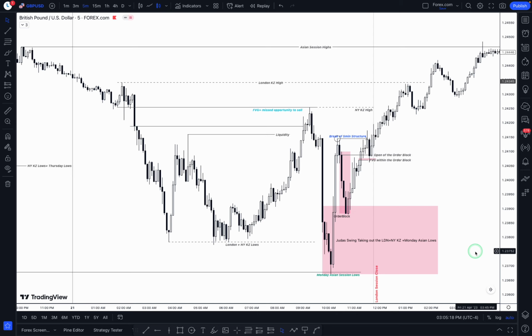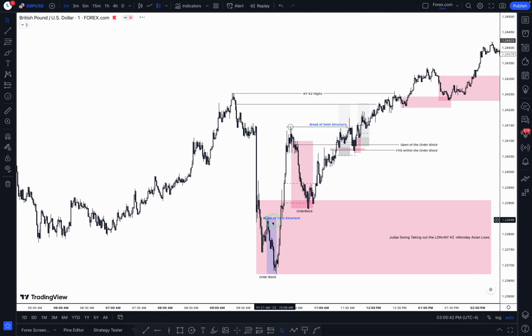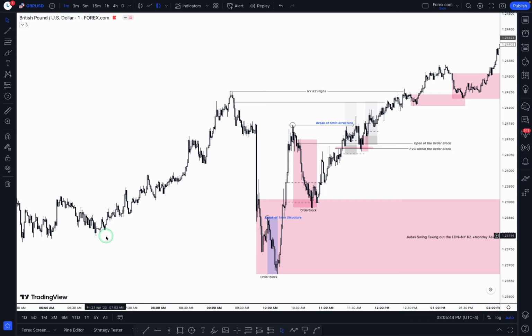And now we have dropped down into the 5-minute time frame where we formed a Judas swing that targeted these London and New York kill zone lows and tapped into the Monday Asian session lows. So you might be wondering, why did I draw the Judas swing from here and not from down here? This is because on the lower time frames, the last amount of retracement prior to us targeting these lows was formed there.